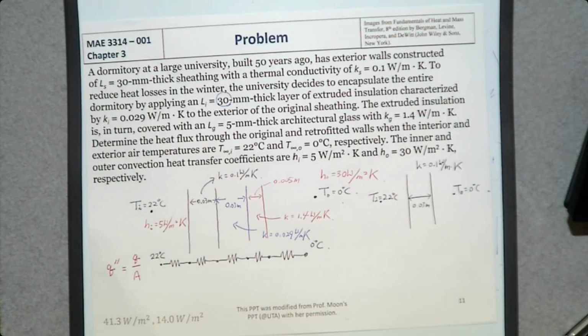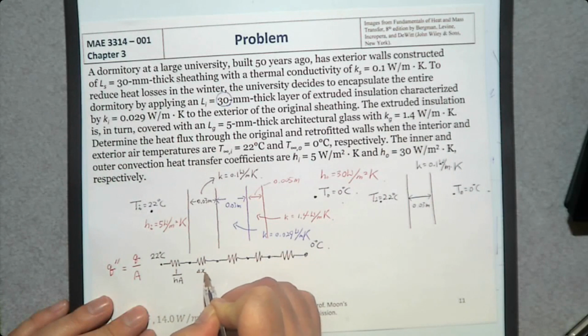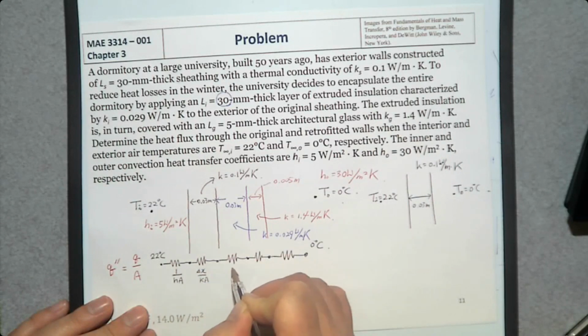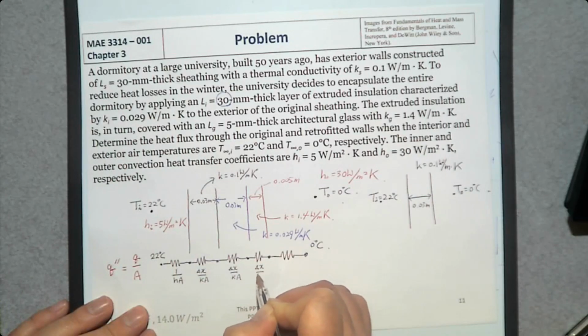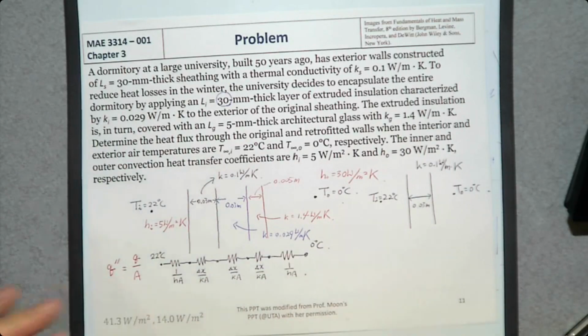Then how can we determine the resistance? Each of them, each resistance. For convection, the resistance is going to be 1 over hA. Conduction, delta X over kA. And convection, 1 over hA.